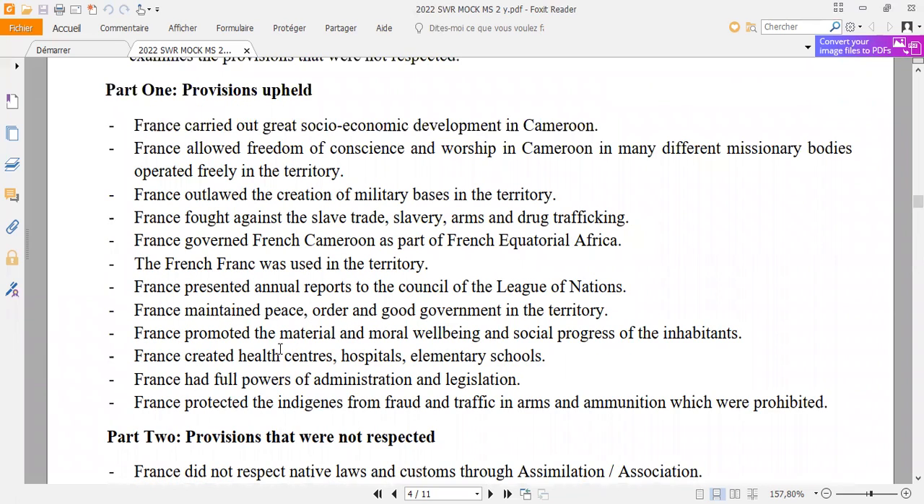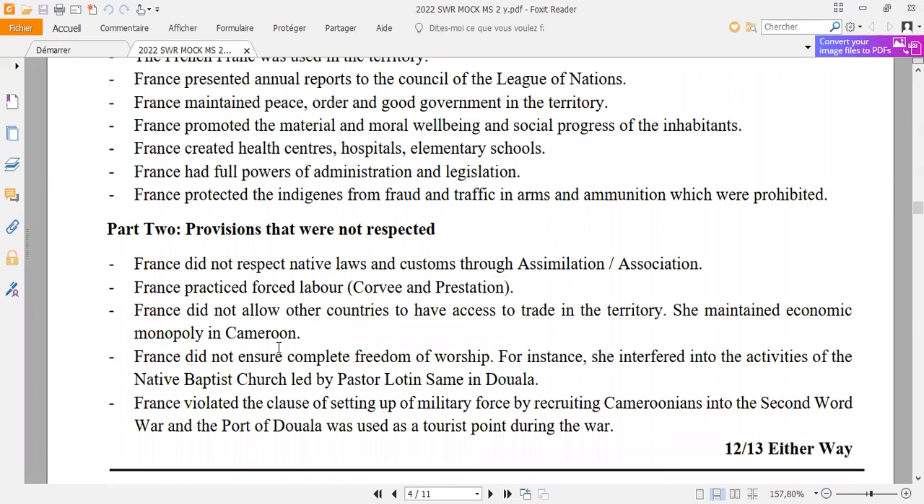So the first part, you were to give how France respected the terms of the mandate. And the second part, you have to give how France never respected the terms of the mandate, which were, for example, France did not respect native laws and customs through the introduction of assimilation and association. France practiced forced labor, for example, corvée and prestation. France did not allow other countries to have access to trade in the territory. She maintained economic monopoly in Cameroon.